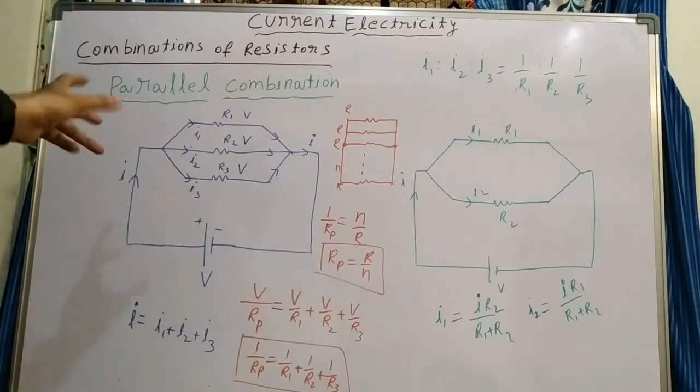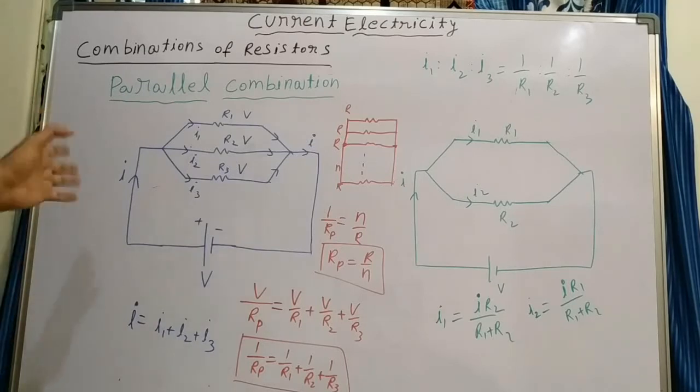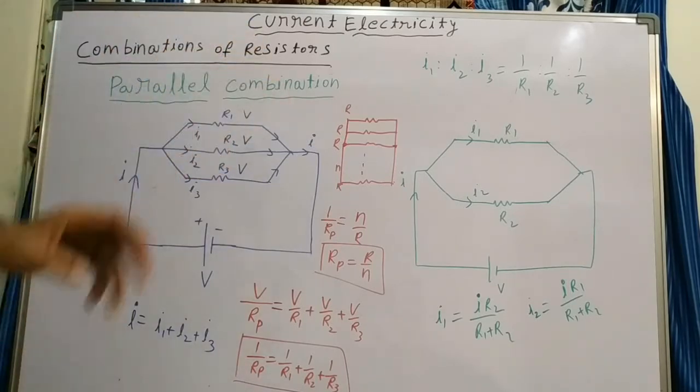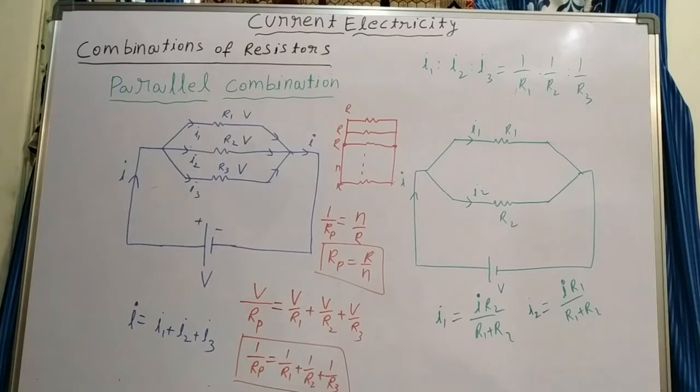The same thing in series becomes n times R. So if you want more resistance, you should connect resistors in series. If you want to decrease the resistance, you should connect resistors in parallel. In series combination you get R1 plus R2 plus R3 and so on, a resistance more than the biggest value of the resistors. In parallel combination, you get less than the smallest value.